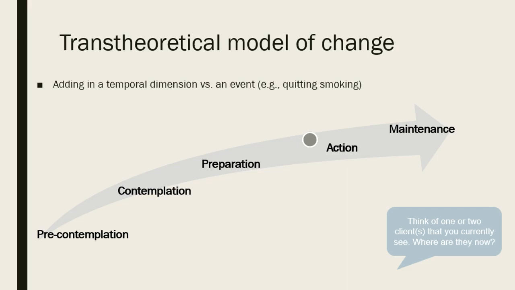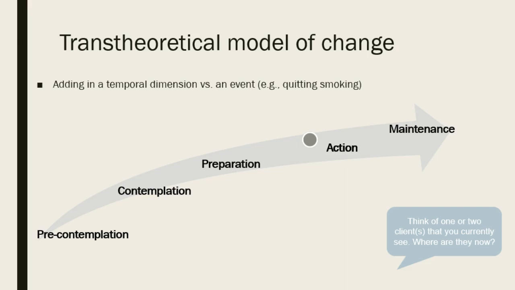So this transtheoretical model of change adds a temporal dimension. I see this model as more of a piecemealing, if you will. So making the change process more concrete than just having the change process be as ambiguous as this whole vocabulary of change process. But it adds a temporal dimension to change.